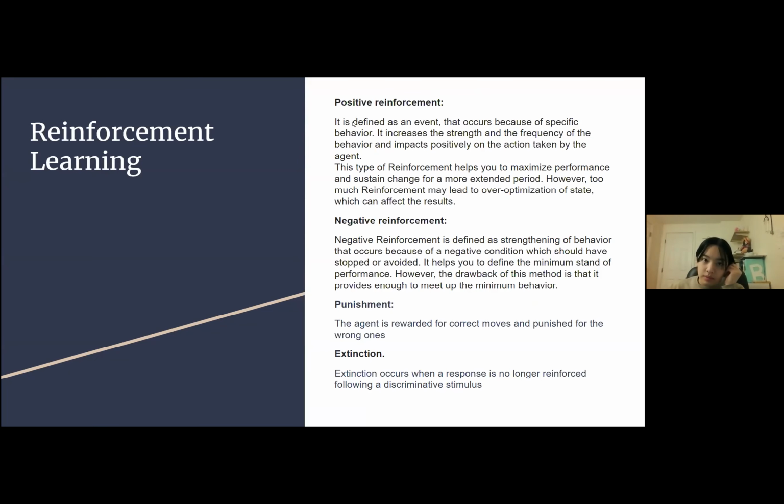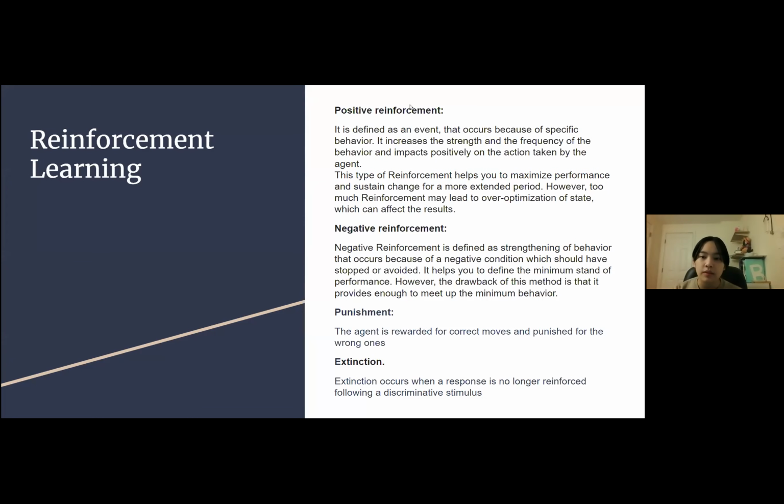So there are four types of reinforcement learning. There's positive reinforcement, which is defined as an event that occurs because of specific behavior. It increases the strength and the frequency of the behavior and impacts positively on the action taken by the agent. This type of reinforcement helps you to maximize performance and sustain change for a more extended period. However, too much reinforcement may lead to over-optimization of state, which can affect the results.